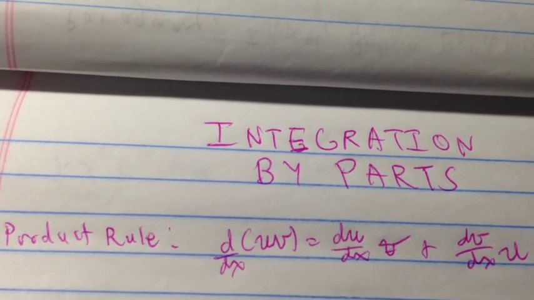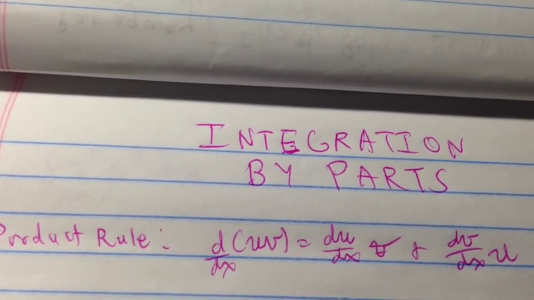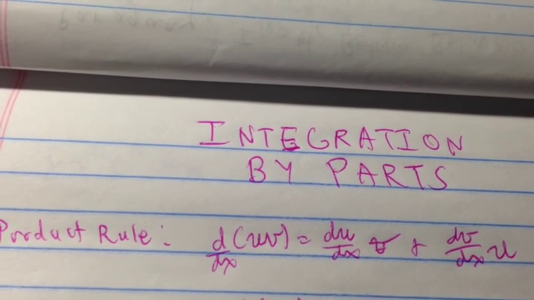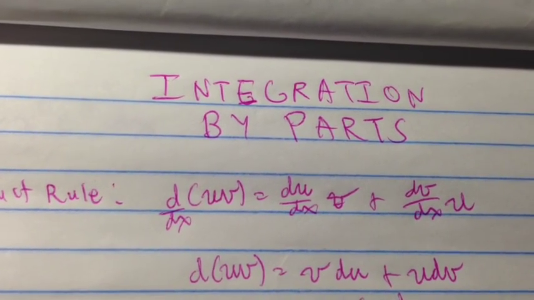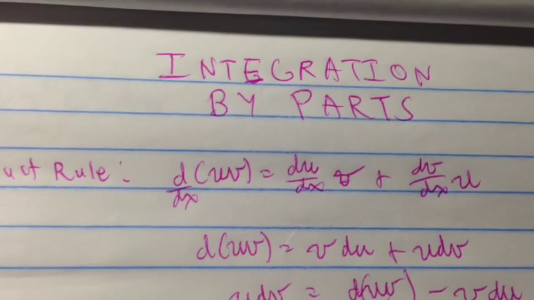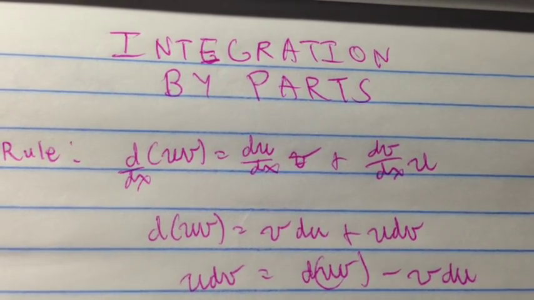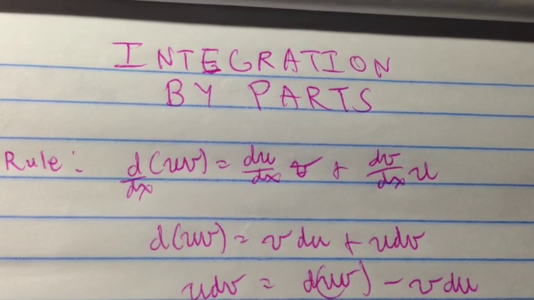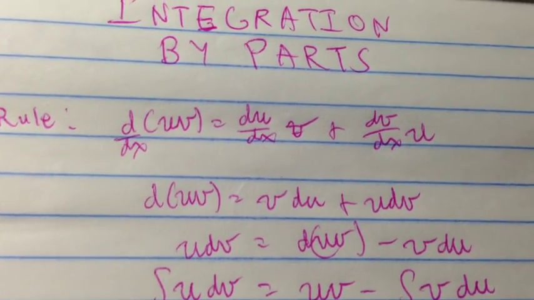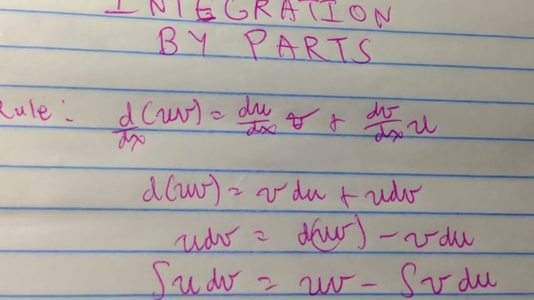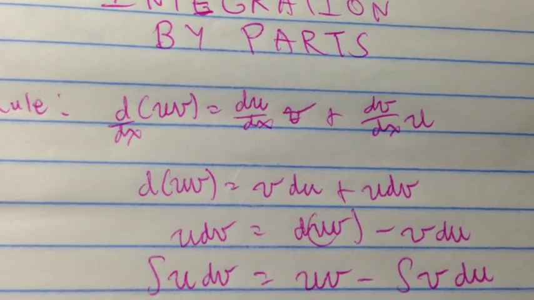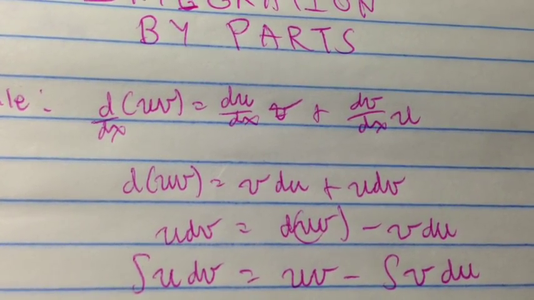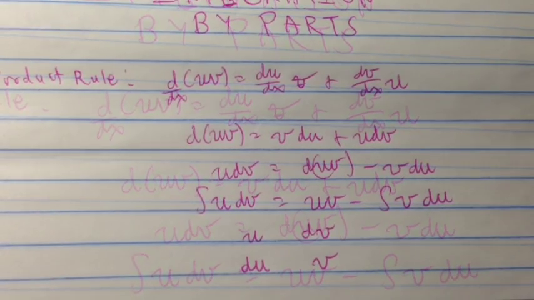We find that that equals du/dx times v plus dv/dx times u. We can cancel out the dx's from each of the denominators and rearrange the terms so that we get u dv is equal to d(uv) minus v du. And then we take the integral of both sides and we get the integral of u dv is equal to uv minus the integral of v du.